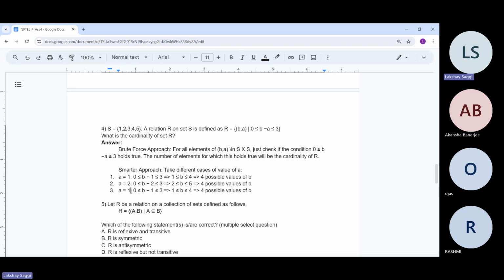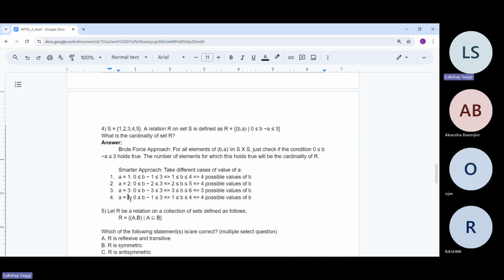The third case will be, so A can take all of these values, right? 1, 2, 3, 4, 5. Third case will be when A takes the value 3. And when A takes the value 3, we'll have B minus 3 less than or equal to 3 and greater than or equal to 0, from which we'll get the bound on B as 3 to 6. So note that B has a value from 3 to 6. But 6 is not present in the set S. So B cannot take the value 6. The only values B can take are 3, 4, and 5 here. So we only have three possible values of B here, because between 3 and 6, only three elements of the set have this value.